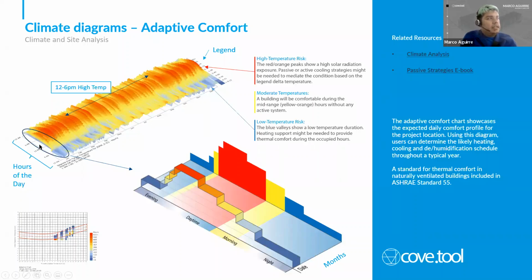In this adaptive comfort chart, the yellow is considered the comfort range. Down here on the bottom left-hand corner, you can see a more traditional adaptive comfort chart, again highlighting that comfort range and then some of the hours where you're outside of that range. Anywhere where you have these peaks, it's going to be too hot, and then in the valleys, it's going to be too cold. Just another way to look at the earlier temperature and humidity charts.